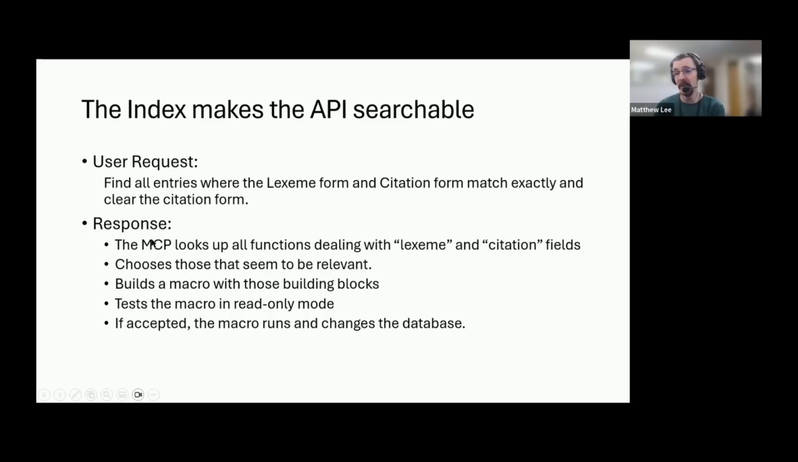So in response, what the MCP server does is it looks up all the functions that are related to lexeme and citation field. The MCP server will give back a list of features that it can use. Then your AI tool will choose the ones that seem to be relevant, and it will use those as building blocks to write a macro that does what you've asked it to do. Once it's written that macro, you can test the macro in read-only mode. And if you like the results, then you can have it run that macro, that Python code, to change the database.